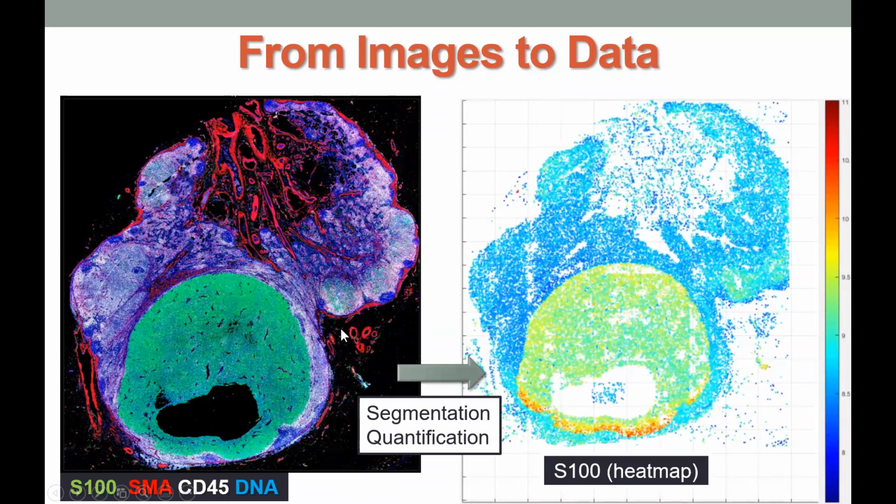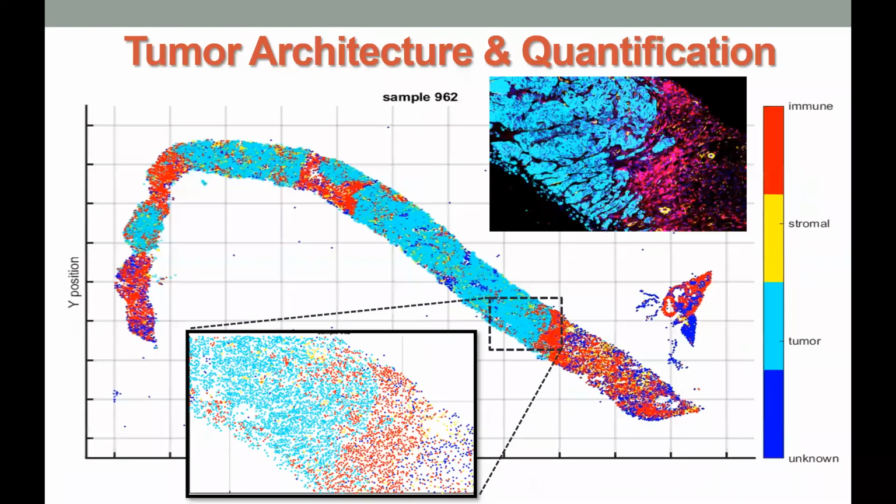Here, I just demonstrate one of the markers. The green marker you see here is the tumor marker S100. And if you see the single cell heat map right here, that's kind of representing how you will get the signal from the left to the right. So once we get this data, it's not much different from what you can get from flow cytometry or other types of multiplex methods.